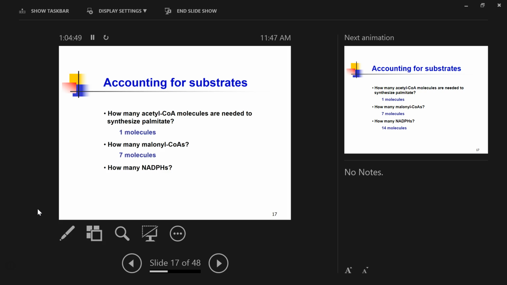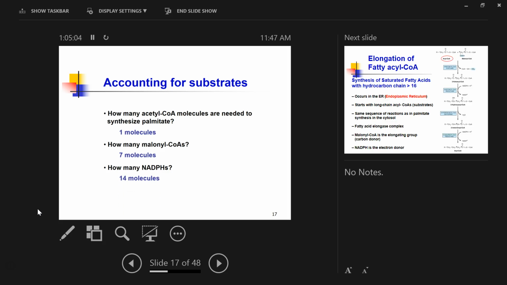And how many NADPH? How many NADPH is required for each cycle? 2. Yeah, so then total 14, right? 14. Okay.